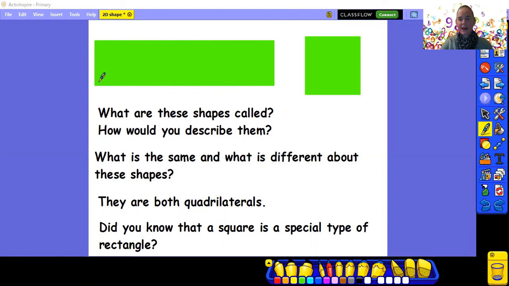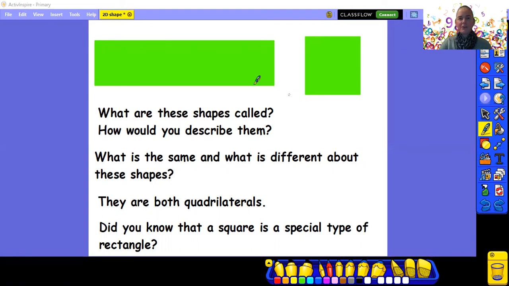So a rectangle has 4 sides and 4 vertices. What about our square? 1 side, 2 sides, 3 sides, 4 sides, and vertices. 1 vertice, 2 vertices, 3 vertices, 4 vertices. Okay, so we've got quite a few similarities there, haven't we? So the rectangle and the square both have 4 sides and 4 vertices. But what makes a rectangle different?